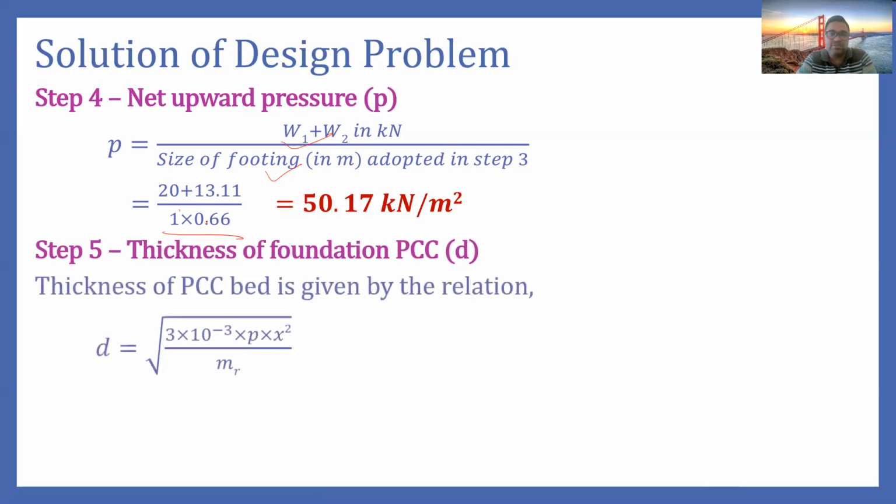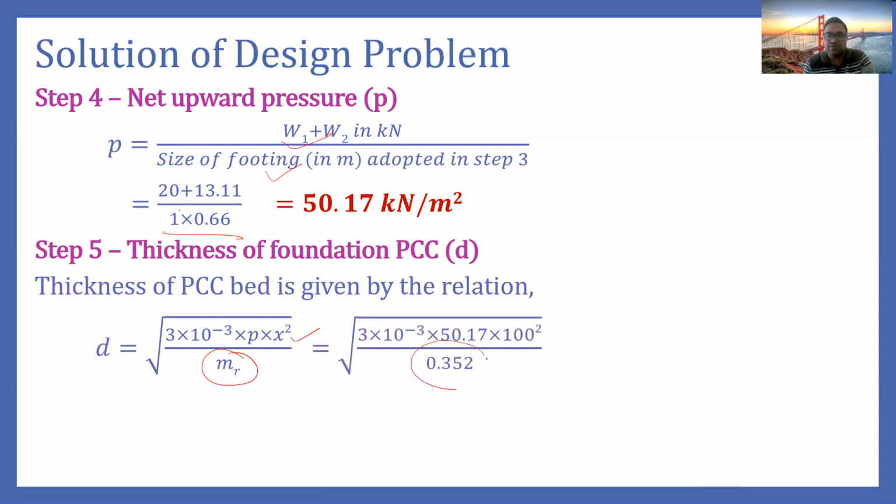In this, we can calculate with the relation. We know the value of x as 100 mm, and P as 50.17. MR can be found from the table. We know the PCC grade is 1:4:8. For 1:4:8, the value of MR will be 0.352. Calculating this, we get the value of D as 78.90 mm, and we will round off this value to the higher side, say 80 mm. So that completes the calculation part of this design problem.